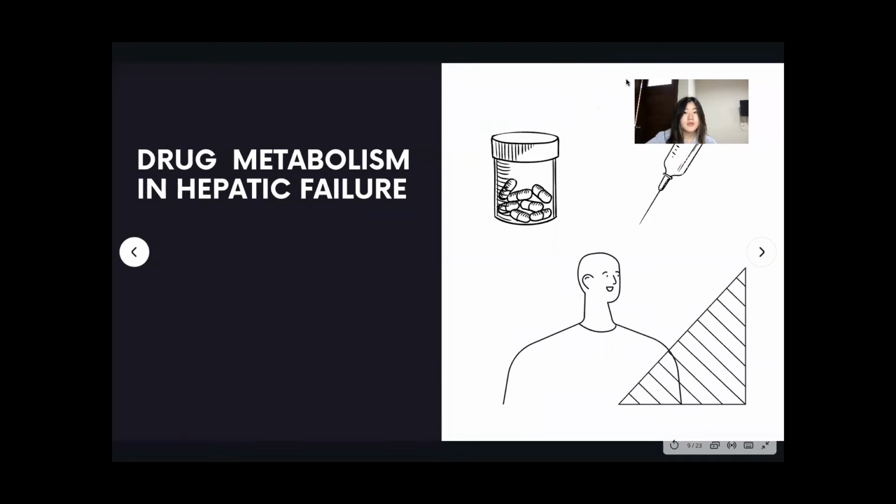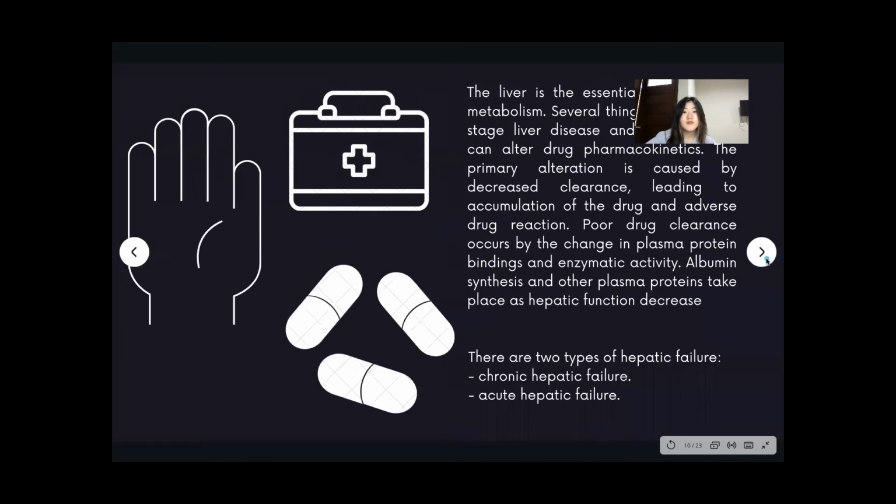Drug metabolism and hepatic failure. The liver is the essential site for drug metabolism. Several things, such as end-stage liver disease and liver cirrhosis, can alter drug pharmacokinetics. The primary alteration is caused by decreased clearance, leading to accumulation of drug and adverse drug reactions. Poor drug clearance occurs by the change in plasma protein binding and enzymatic activity. Albumin synthesis and other plasma protein synthesis decrease as hepatic function decreases. There are two types of hepatic failure: chronic hepatic failure and acute hepatic failure.